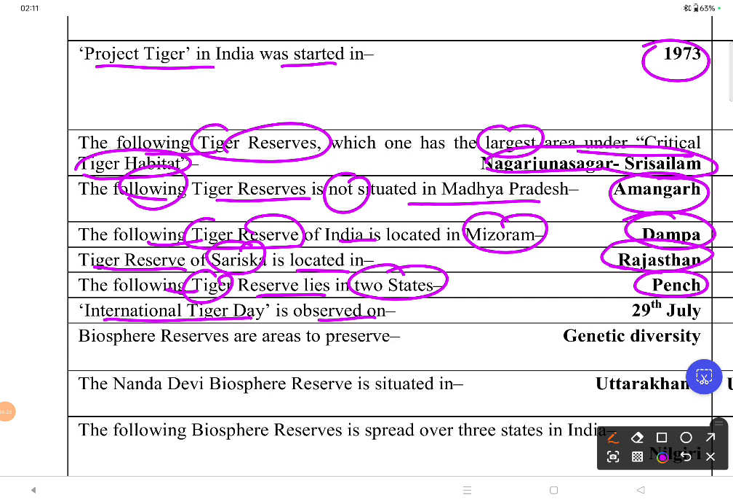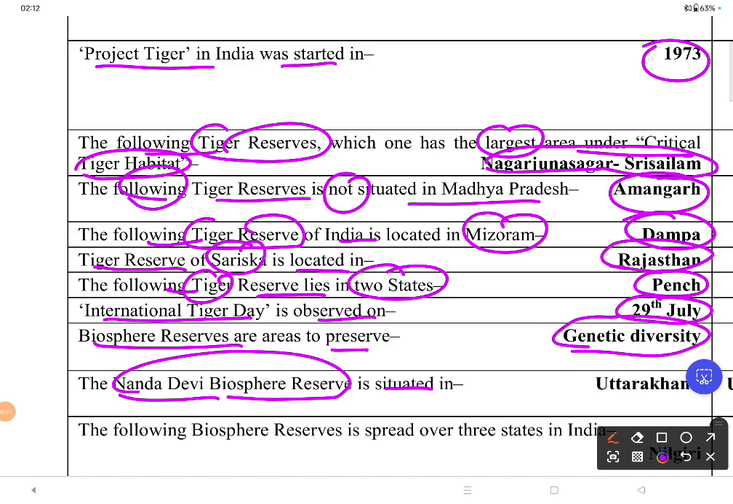International Tiger Day is observed on 29 July. Biosphere reserve areas are meant to preserve genetic biodiversity. Nanda Devi Biosphere Reserve is situated in Uttarakhand.